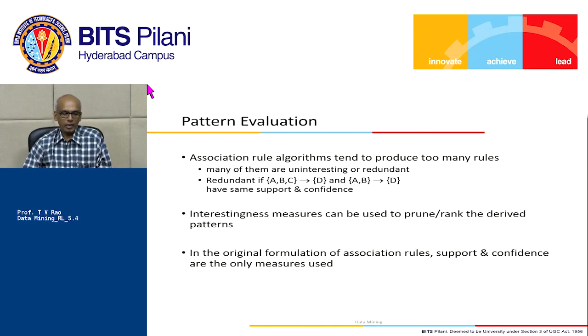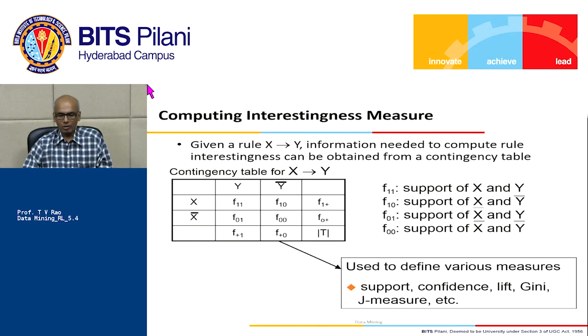And then when we are looking at the patterns evaluation and finding out the rules which are uninteresting and redundant and prune accordingly, we may want to use some interestingness measures. Originally, support and confidence were the measures to check the interestingness of a rule, but they may not be effective in all cases. So people started using other measures such as the lift, then J measure, etc., to look at if the rule is interesting.